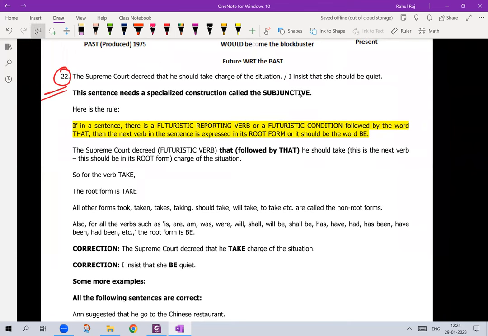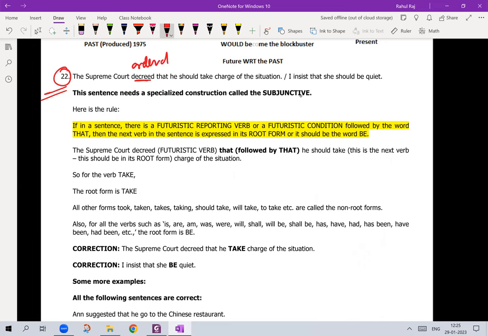So see here, it says the Supreme Court decreed. Decreed means order. Imagine if I order you to study, you will go and then you will study, right? So there is a future involved. There's an element of future involved in it. I ordered that you go and study. After I order, you will study. I recommend that you go to this restaurant. After I recommend, you will go to that restaurant, right? I propose that you should do something. So after I propose, you will do it, right? I demand money from you. After I demand, you give me money. So there's an element of future involved in it.